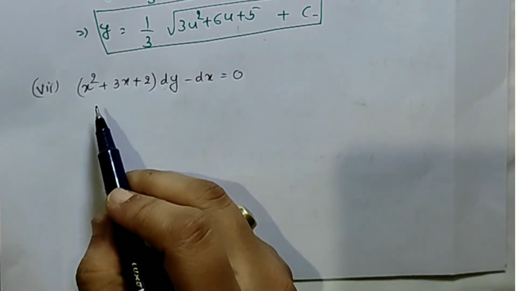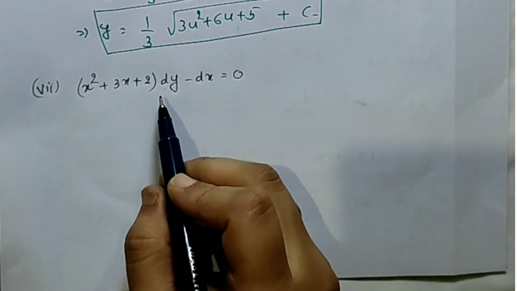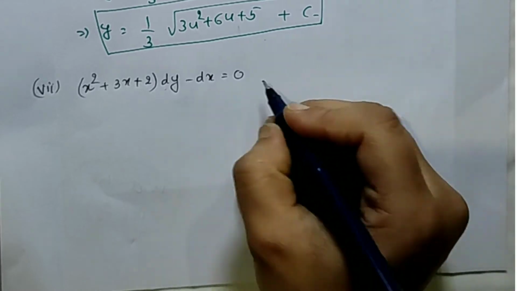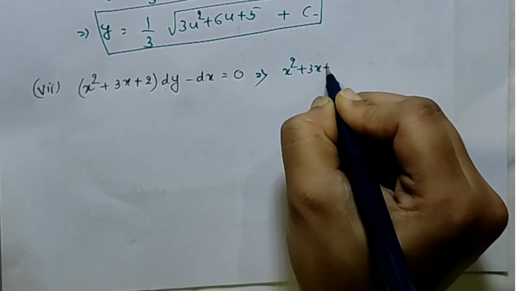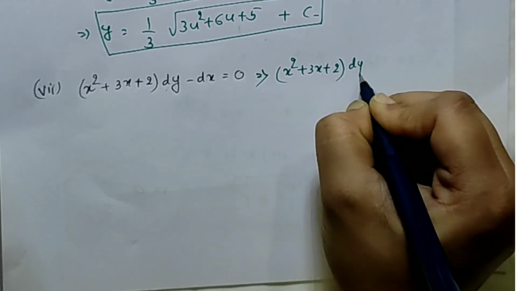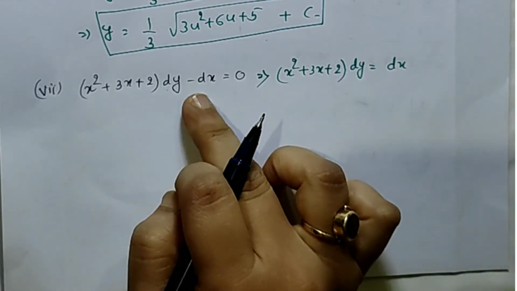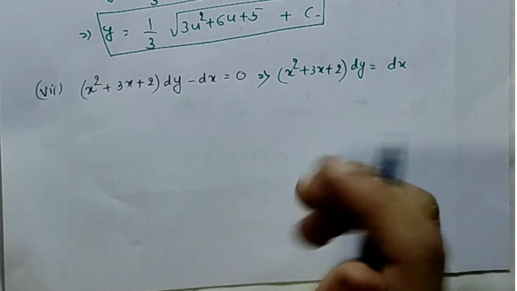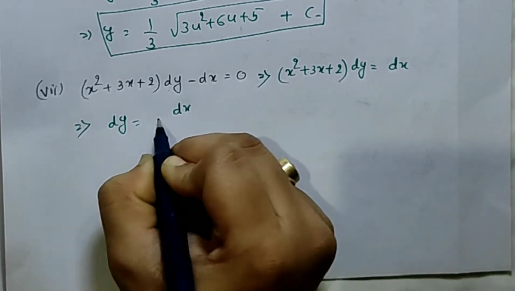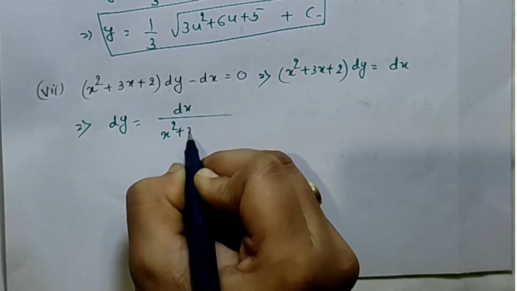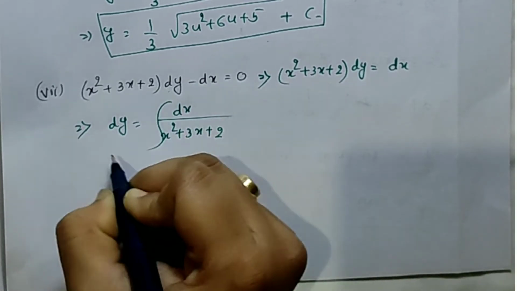Next question is (x² + 3x + 2) dy − dx = 0, which implies (x² + 3x + 2) dy = dx. The dx on the left hand side is taken to the right hand side. This implies dy = dx/(x² + 3x + 2). Now integrating both sides.